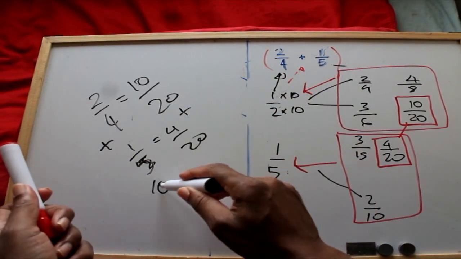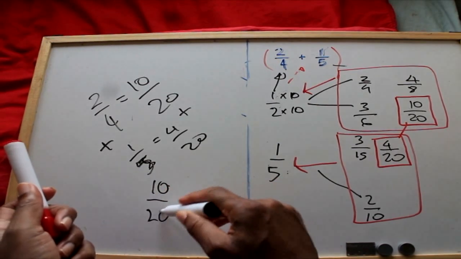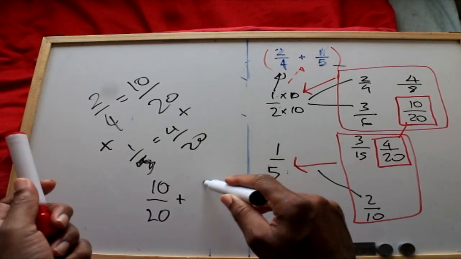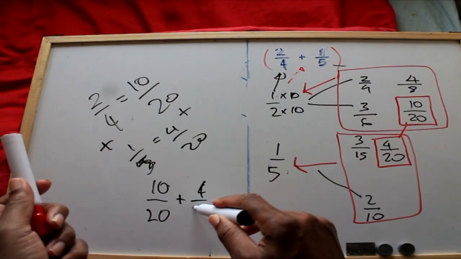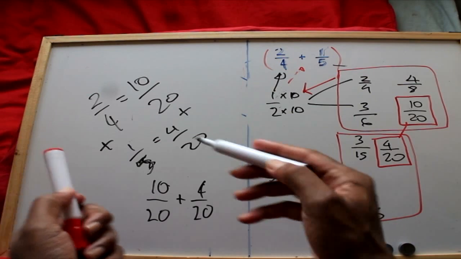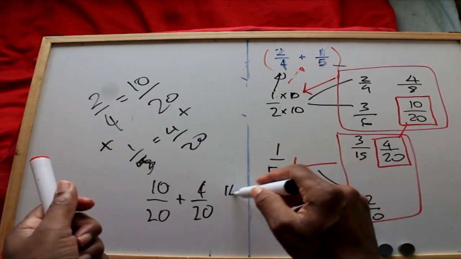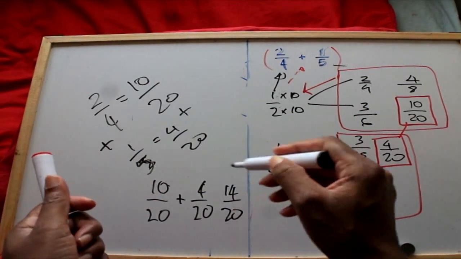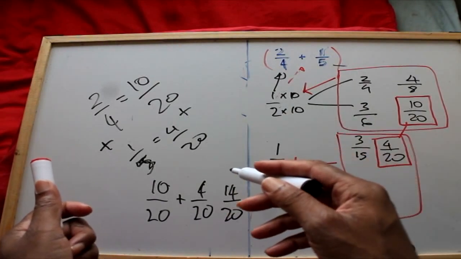Can we do that sum? Of course we can. Why can we do it? Because they share the same denominator. What's 10 over 20 plus 4 over 20? It is 14 over 20. And there is our answer.